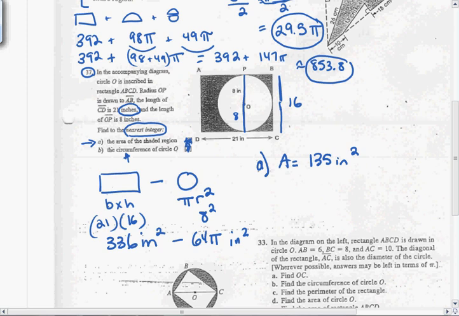Part B is looking for the circumference of circle O. I need a different formula for that. Pi times the diameter. The diameter is 16. We found that in the first part of the problem, so it's going to be 16 times pi, and in this case it's just inches, single units. It's a distance, not an area.